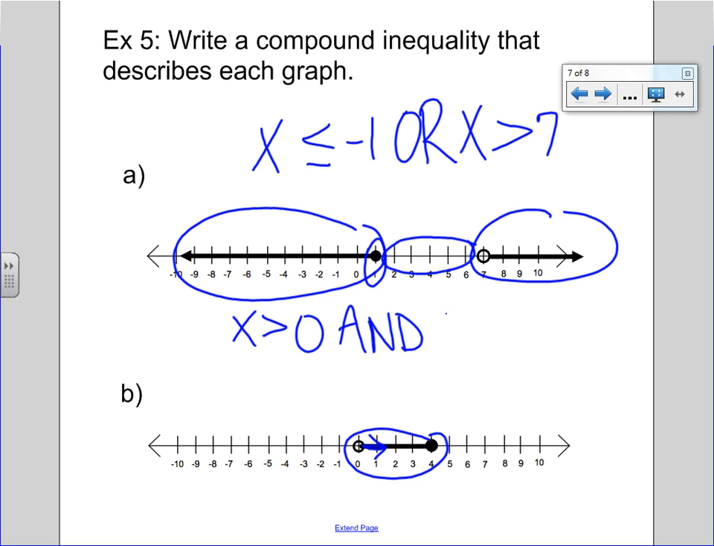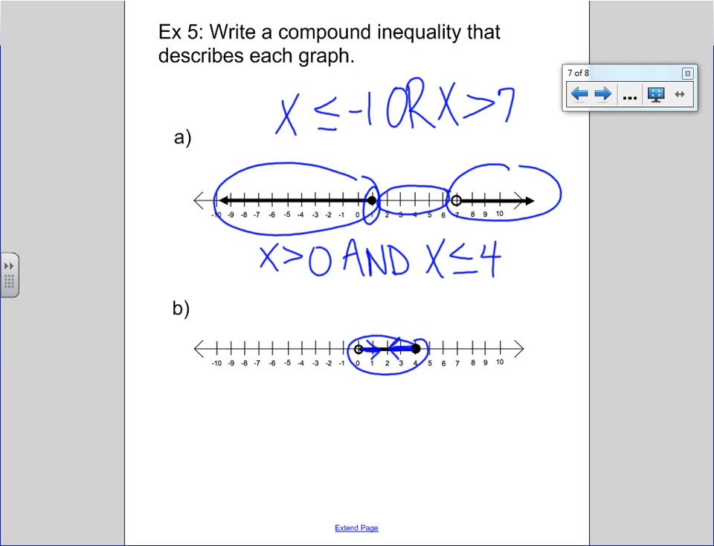the other one will be x, something compared to 4. It's shaded in, so it will have an equal sign. And if I shaded the arrow according to this graph, it would be pointing to the left. So I can write it as one big conjunction, or compound inequality, and that would be 0. I have to flip my sign, so instead of greater than is less than, x, and then I just tack on the rest, which is less than or equal to 4.